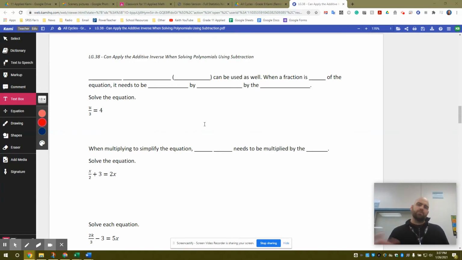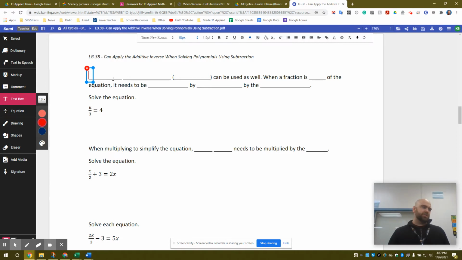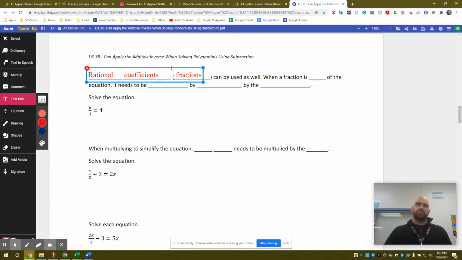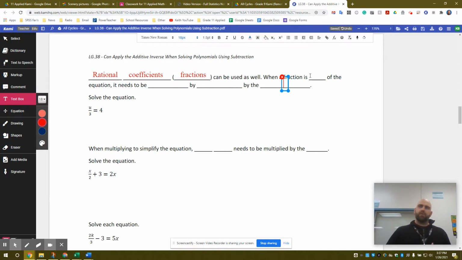So take a look at how do we move terms over on either side. And now we're going to look at another small section that's on rational coefficients. Okay, so rational coefficients, also known as fractions, can be used as well. So we might have a rational coefficient. We've taken a little bit of a look at that as well, but we're going to take a look at how do we get rid of them when there are multiple terms, or what do we need to do when we have multiple terms. Okay.